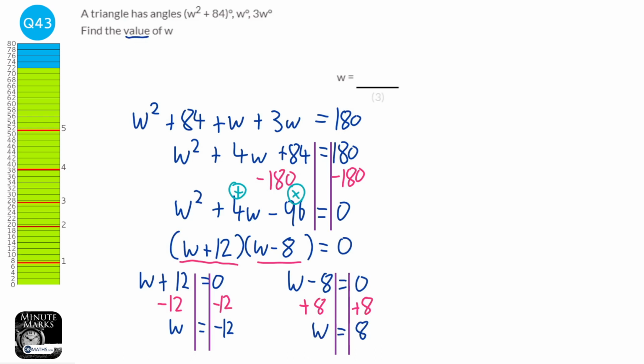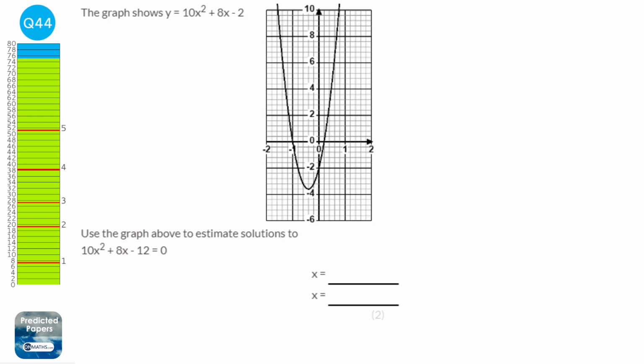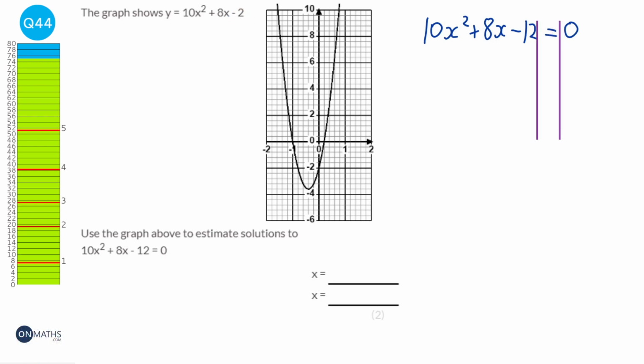Well, we can't have a negative angle. So we know we're looking for W to be positive. So the answer must be 8. What I'm going to start off by doing is rearranging this equation so that it kind of matches this one. So I'm just going to write it down. And we want the n to be minus 2. So what I'm going to do is put my rearranging lines in. And we're just going to add 10 to both sides.